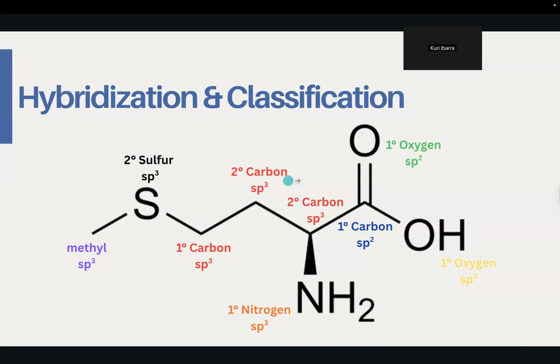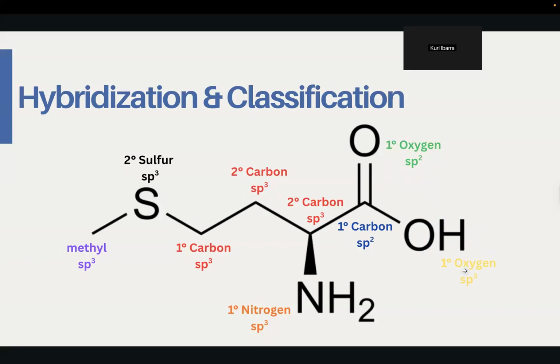The red carbons are all sp3 hybridized, but the carbon attached to the sulfur is a primary carbon, while the other two are secondary carbons due to their attachment to two carbons. The primary nitrogen atom is directly attached to a carbon and is sp3 hybridized. Additionally, the blue carbon is a primary carbon with sp2 hybridization due to its double bond to the oxygen, similar to the green primary oxygen, which also has an sp2 hybridization. Lastly, the primary oxygen in yellow is sp3 hybridized.